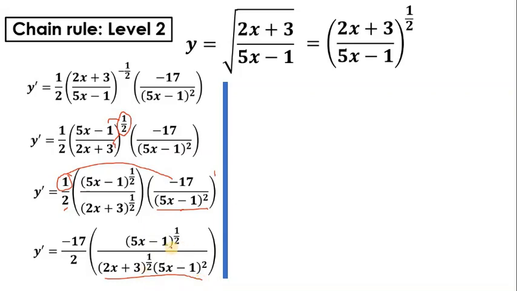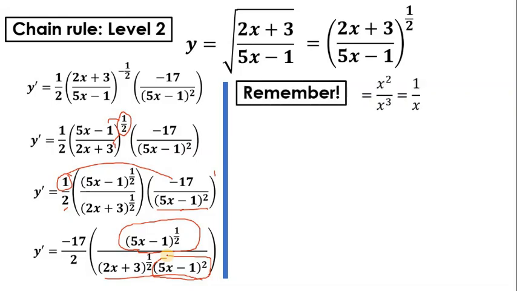Okay, so as you can observe, in this part you have 5x minus 1 raised to 1/2, and also we have 5x minus 1 here raised to 2, meaning same term, different exponent. Take note that, remember in your algebra, for example, x raised to 2 all over x raised to 3 is equal to 1 over x. What happened? We all know that we can divide that one. They are both x's, what are we going to do with the power? You have to subtract the power.